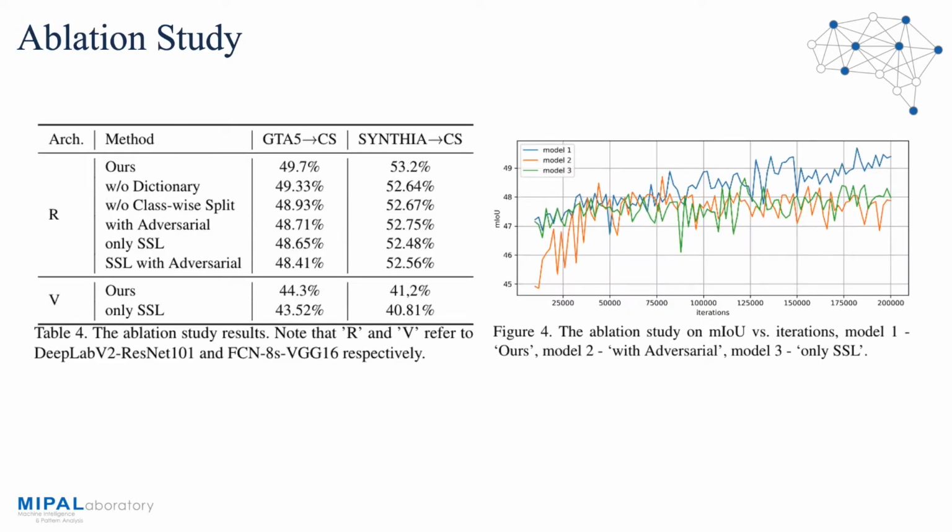In the ablation study, we remove each building block of our contributions to see its effectiveness. As can be seen in the table, the performance degrades as we take out our contributions. Interestingly, when we apply the adversarial adaptation along with our method, the performance rather decreases, which tells us that adversarial adaptation interrupts the training when used together with our method.